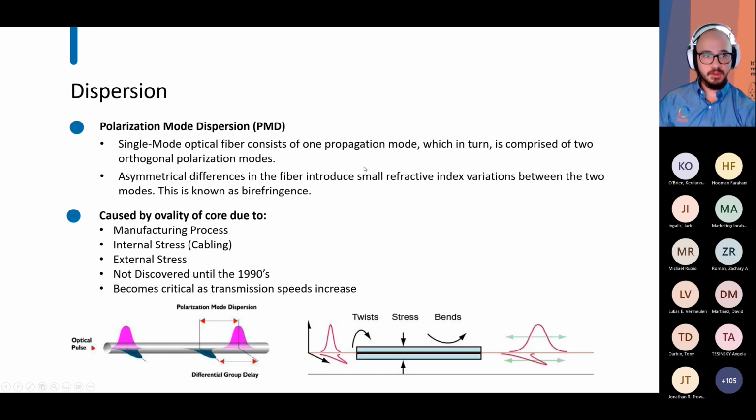And then we have polarization mode dispersion. Single mode fiber typically consists of one propagation mode, which in turn is comprised of two orthogonal polarization modes, and you can kind of see that down here. And then asymmetrical differences in the fiber introduce small index variations between the two modes, and this is called birefringence.